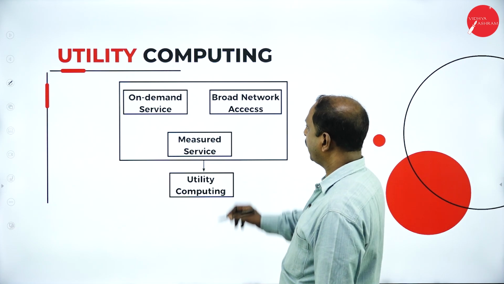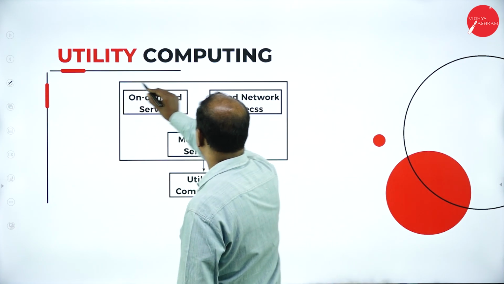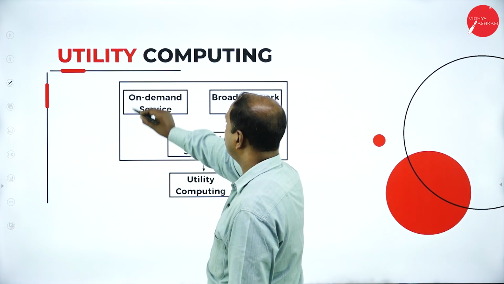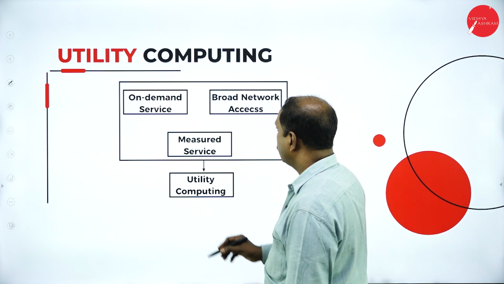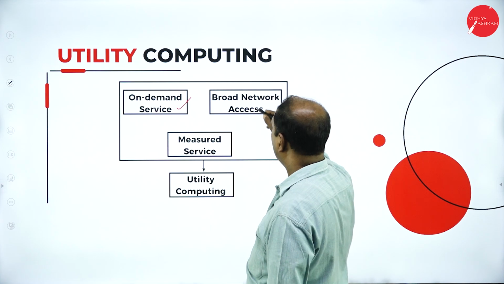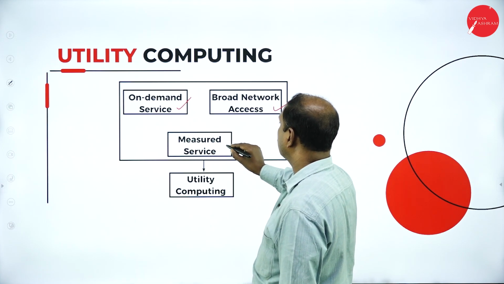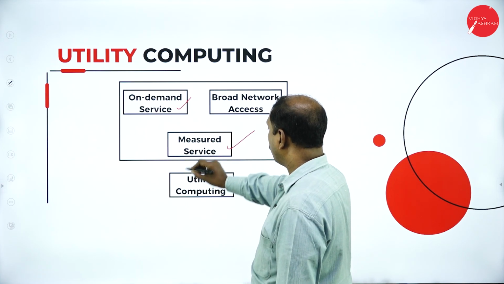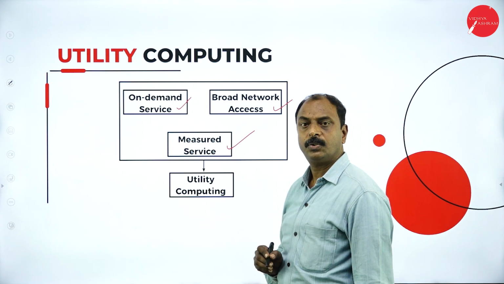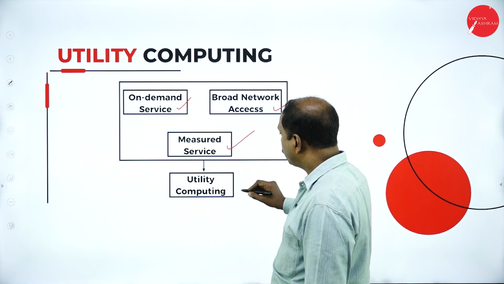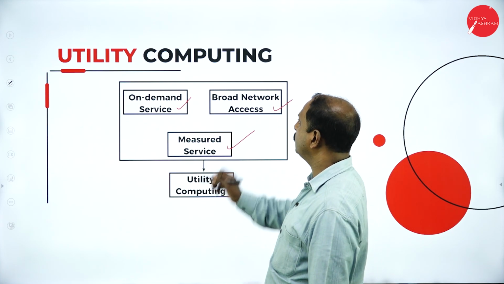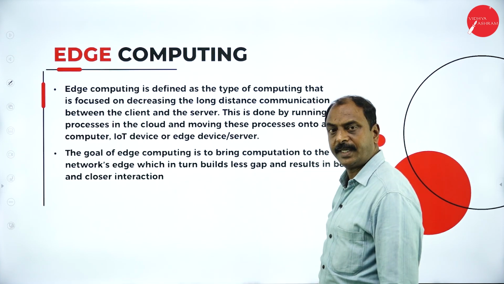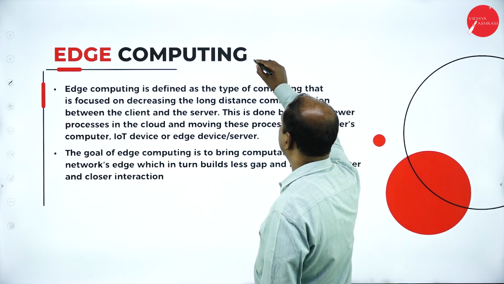Now look at the diagram for this. This forms utility computing, and these are the services provided by the provider. It may be on-demand service, broadband network access or measured services. Here the user requests any of the services from the provider. So this is utility computing. In the next slide, we will see edge computing.